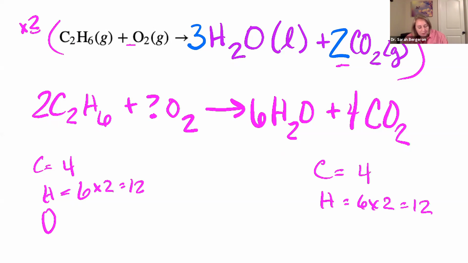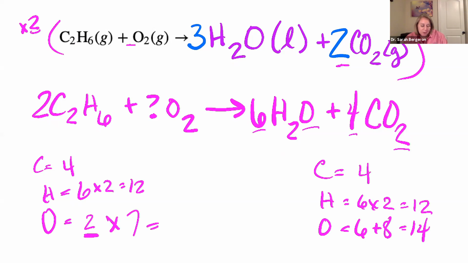Okay, now my oxygens. Right now I only have 2. On this side, I have 6 from here, plus 4 times 2 is 8, so that is 14. So what can I multiply 2 by to get 14? I can multiply by 7, and that gives me 14. So I'm going to need to come up here and change my coefficient to a 7. So that's my balanced chemical equation.